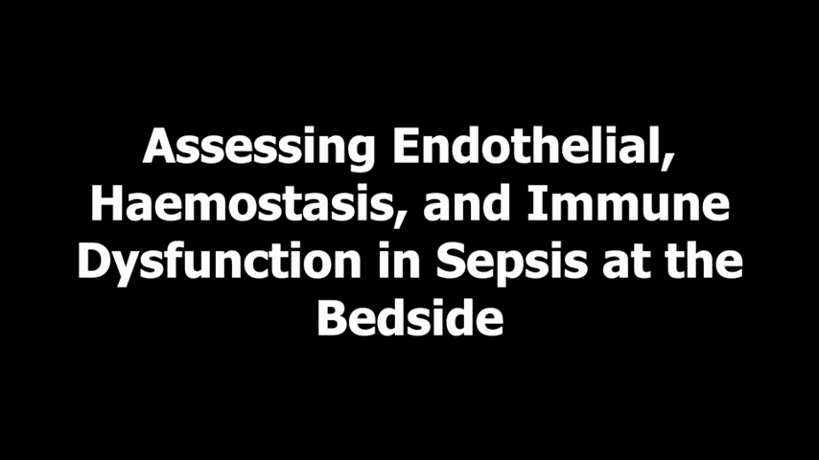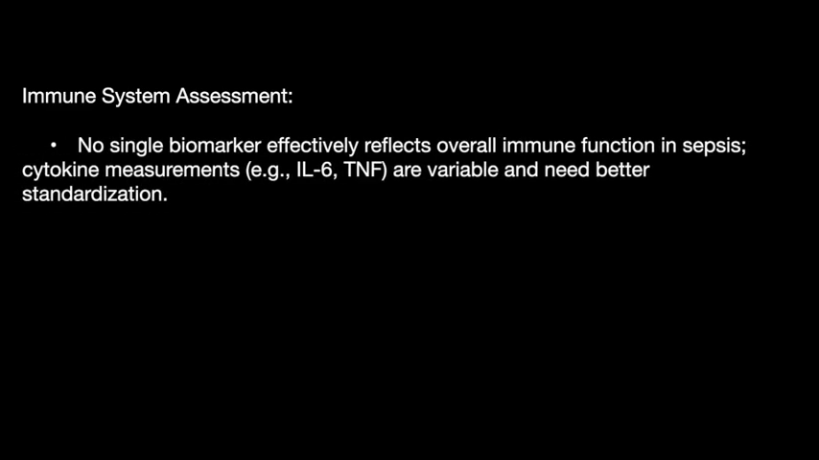So now that we know what can be the clinical presentations, how do we assess this at the bedside? How do I know at my bedside that my patient's endothelial system, the hemostasis system and the immune system is dysfunctional? So first, let's try to assess the immune system. Clearly, we need to fall back on our biomarkers, but as of now, we don't have a single biomarker which reflects the overall immune response.